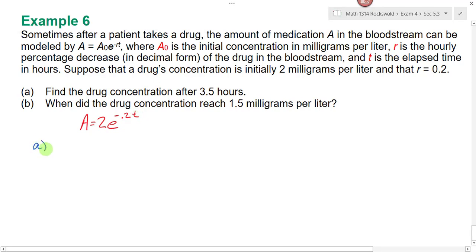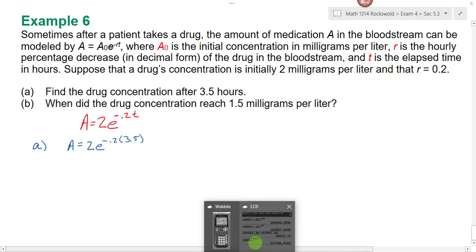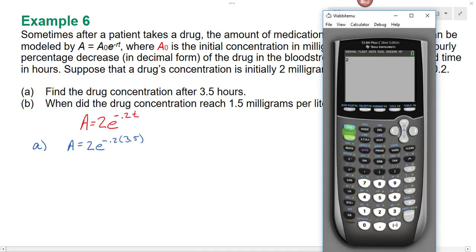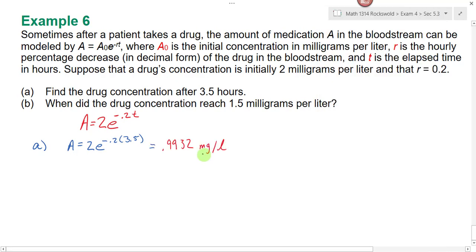To answer the question in part A, we're asked how much drug is left in the bloodstream after 3.5 hours. In order to find this answer, we just need to plug in a 3.5 in place of t. Now we go to our calculators. We type in 2, second ln will give us the e, and then we have a negative, and be sure you use the negative button, not the subtraction sign. We have negative 0.2 times 3.5, and we see that we have 0.9932 milligrams per liter.